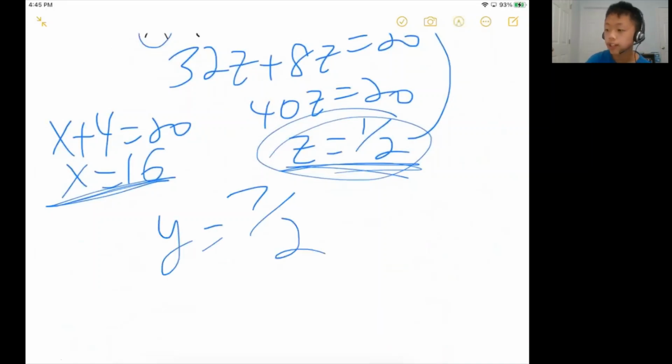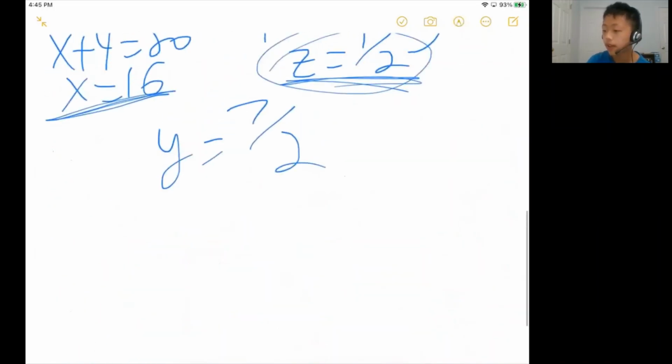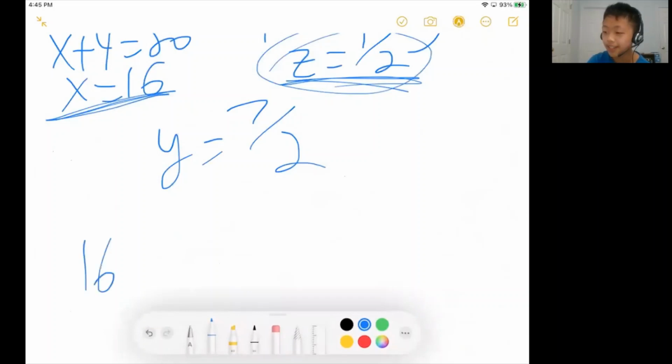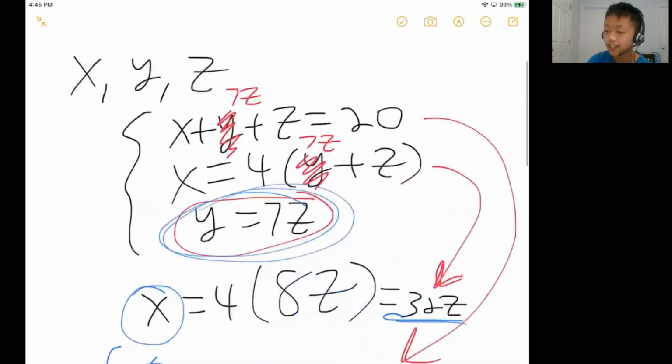The original question asked us, what is the product of all three numbers? To find the product, you just multiply them. So 16 times 7/2 times 1/2 would give you 28, which gives you choice A, which is the right answer.